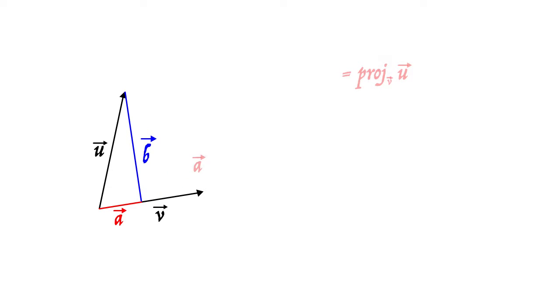The vector a is known as the projection of u onto v. The vector b is known as the projection of u orthogonal to v. We can see the symbol for each of these here.